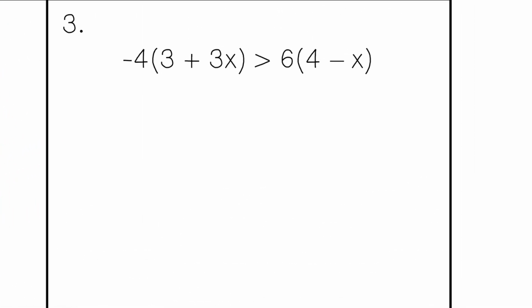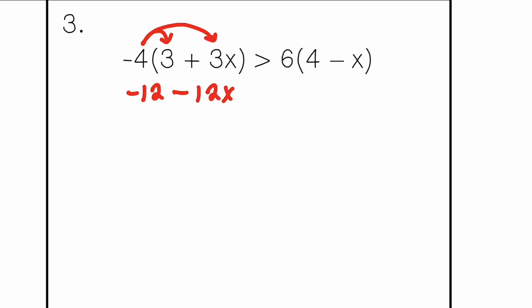So again, first things first, let's get rid of these parentheses. Negative 4 times 3 is negative 12. Negative 4 times positive 3x is going to be 12x. Excuse me, negative 12x. Woo! Sorry, guys.